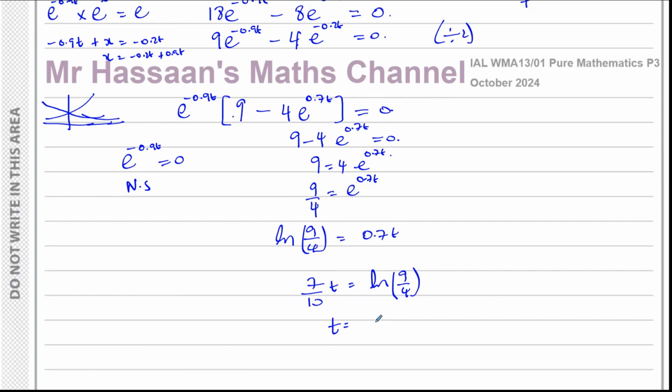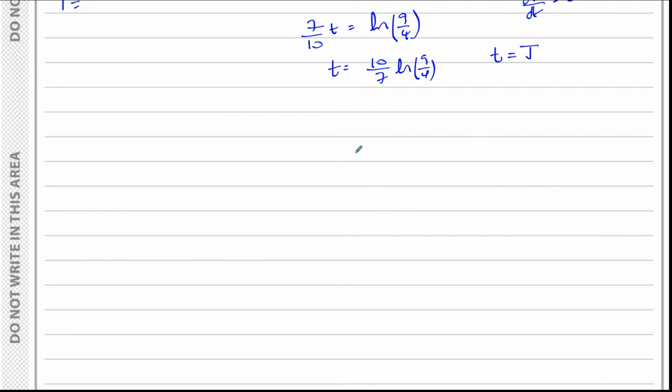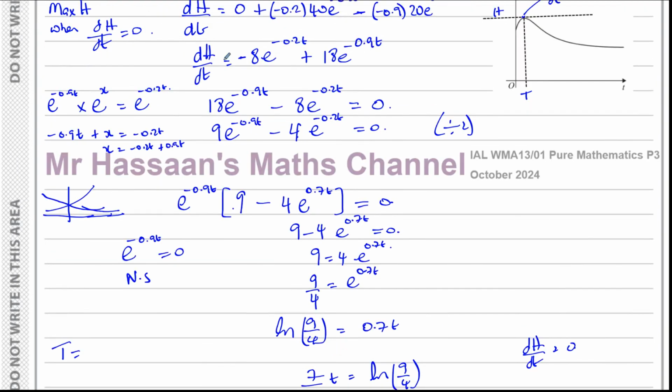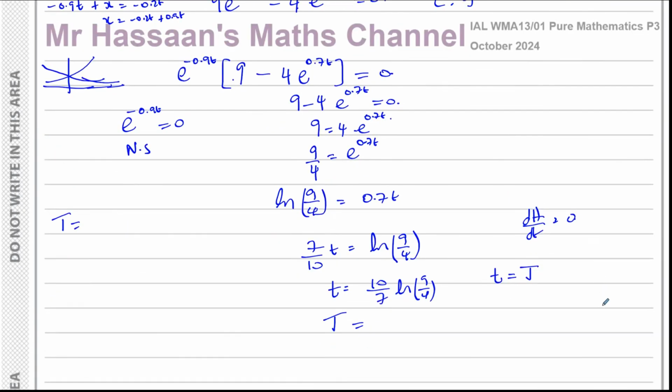So that means t is equal to 10 over 7 times the ln of 9 over 4, and that will give us our answer. That is basically our capital T, because it's when dh/dt is equal to 0, and that's what we just found. So the capital T that we're looking for is going to be this, and we want it to 3 decimal places.